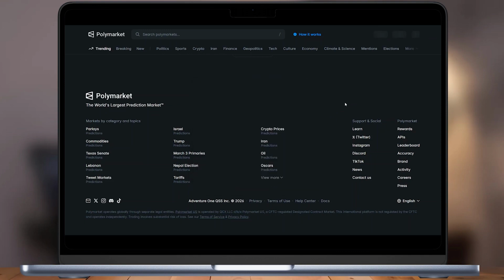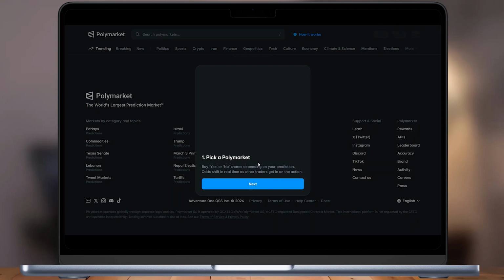Now, fund your account. Polymarket requires USDC, a stablecoin for trading. You can deposit USDC from your external wallet or from an exchange that supports crypto transfers in the UK. Make sure to double-check your wallet address before sending.